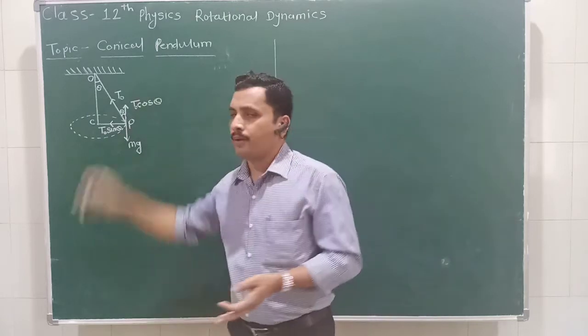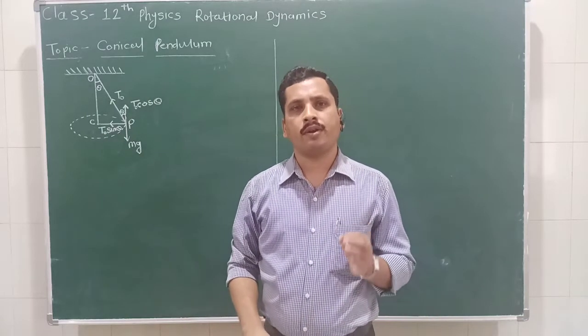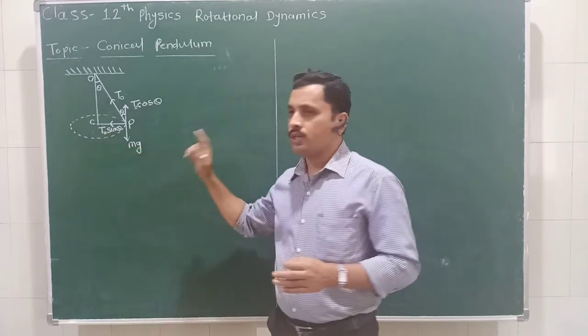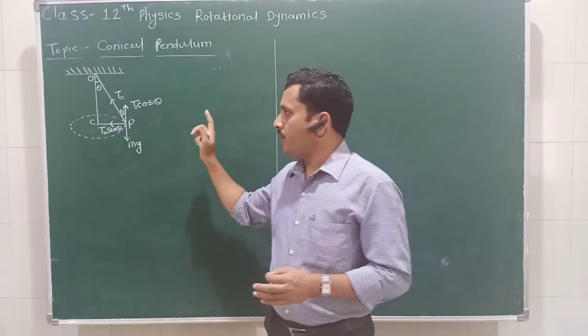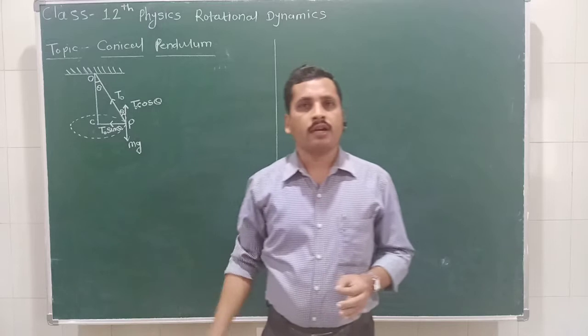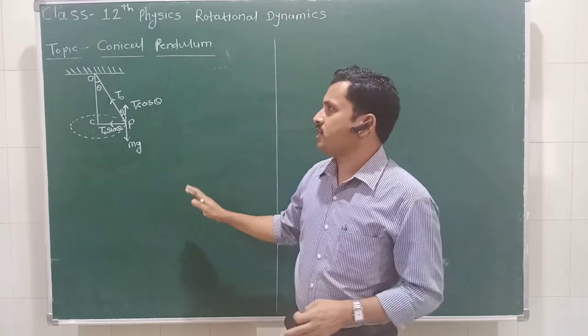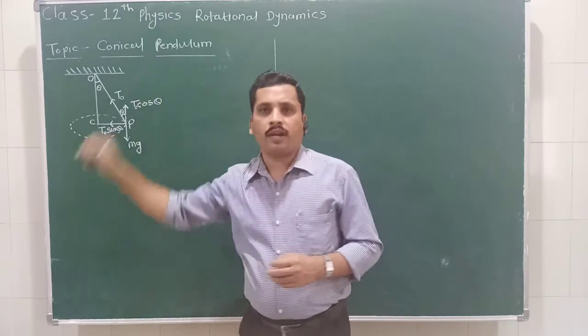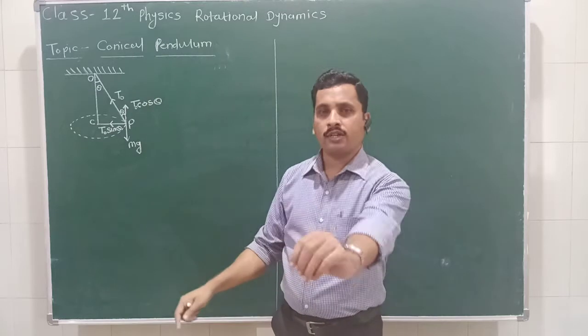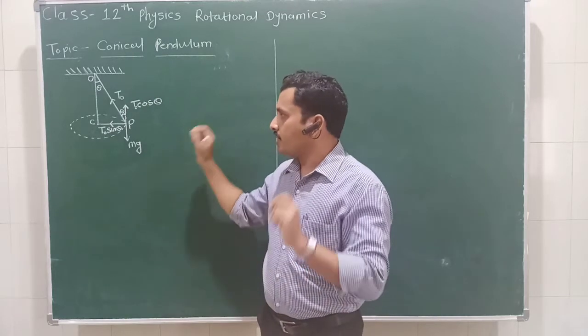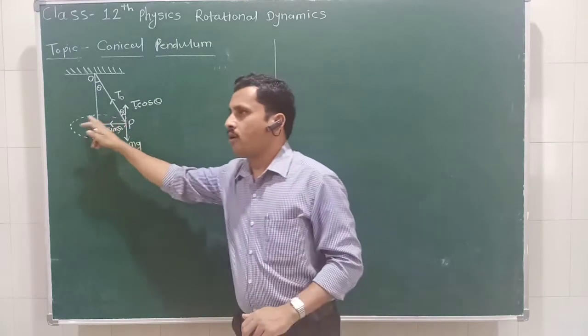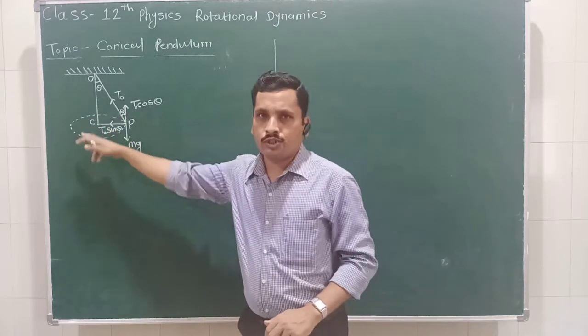What is a conical pendulum? A conical pendulum is a pendulum which performs a horizontal circle, making some angle with the vertical direction. In this section, we are going to determine the time period of the conical pendulum. What is the time period of a conical pendulum? The time required for a metal bob to complete one revolution.